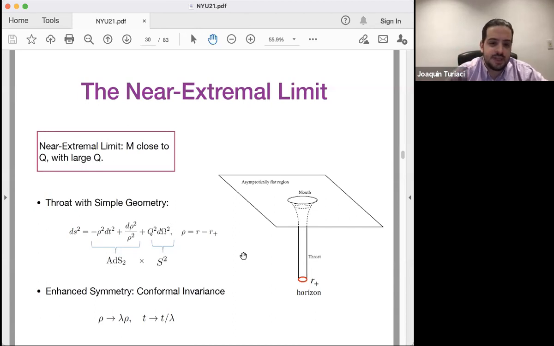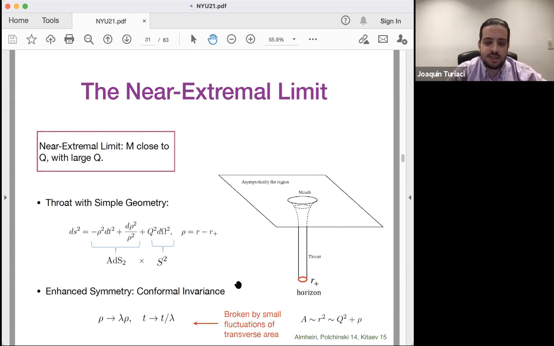The relevance of this limit is that there is an enhanced symmetry, which is conformal invariance, and part of this symmetry is scale invariance, which acts in this way for any lambda. So if you rescale radius and time in this way, you can easily see that this metric is invariant. So as you take temperature to 0, you have some conformal symmetry. It's kind of like a critical limit, in which there is some conformal symmetry emerging.